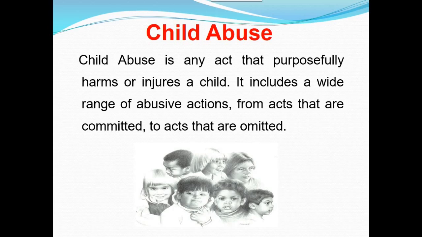So it's any act that purposefully harms or injures a child, although of course a child can be harmed or injured without the parent originally intending to do that. So it's not necessarily always only about intent. There's a wide range of abusive actions that could happen, from acts that are committed to acts that are omitted. So things that you may do and things that you may not do or fail to do for the child.